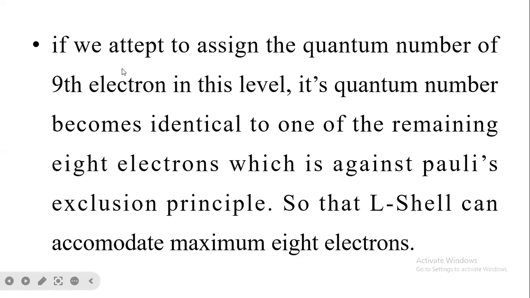If we attempt to assign the quantum numbers of a ninth electron in this level, its quantum numbers become identical to one of the remaining eight electrons, which is against Pauli's exclusion principle, so the L cell can accommodate a maximum of eight electrons.